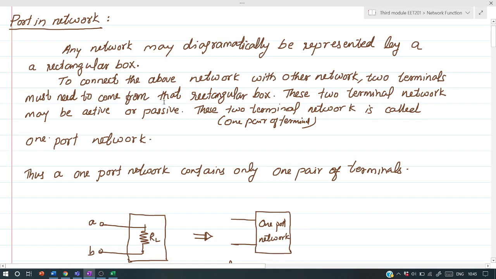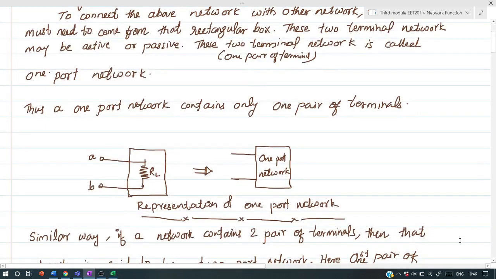To connect a network with another network, two terminals must come from that rectangular box, which is representing a network. This two-terminal network is called a one-port network. Or in other words, if a network has one pair of terminals, then that network is termed a one-port network. Thus, a one-port network contains only one pair of terminals.